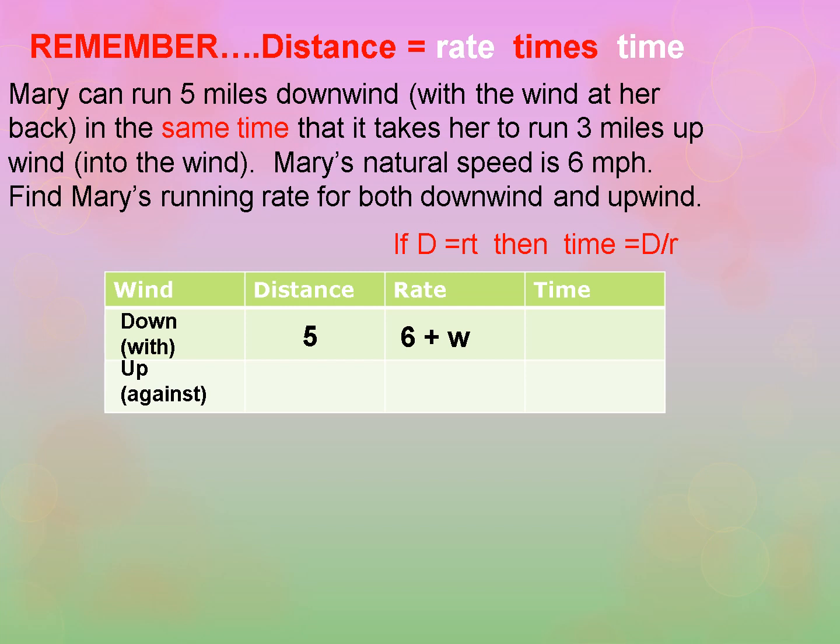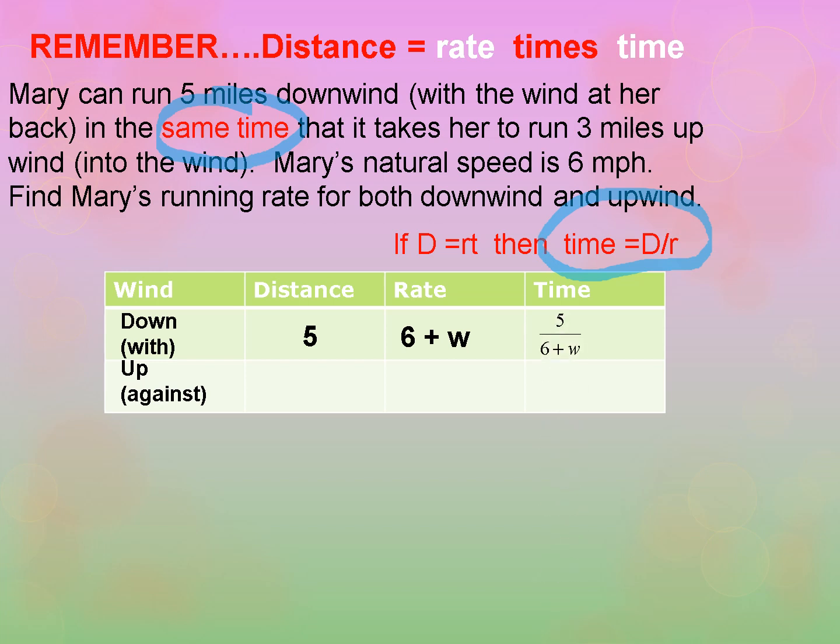Now, we don't know the time. All we know is that it is the same time. So we don't know really anything about the time except downwind is equal to upwind. Okay, so I'm going to use my little equation here that time equals distance over rate. So I'm going to say 5 over 6 plus W.